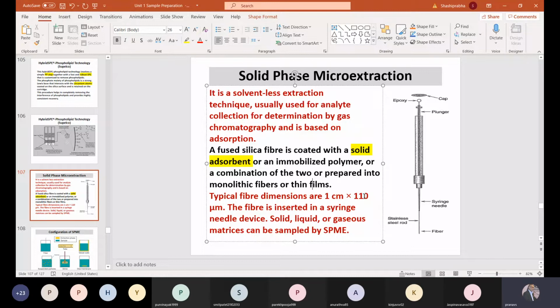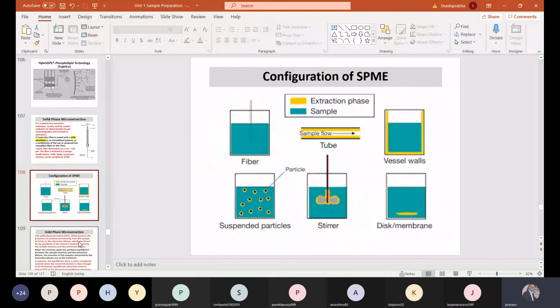Of course, the solid phase which you use and coat has to be selective towards the desired analyte. This is very important. Now if you look at the configurations available for solid phase micro extraction, there are different configurations.